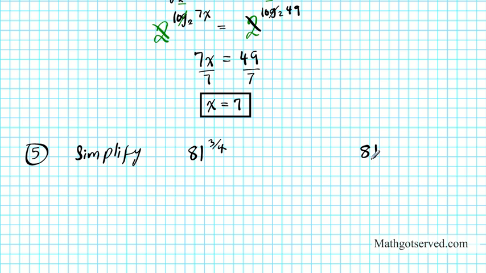8 plus 1 is 9. 3 goes into 9, so I know 3 goes into 81. 3 goes into 81 27 times. 3 goes into 27 9 times. 3 goes into 9 3 times. So 81 is basically 3 to the 4th power.